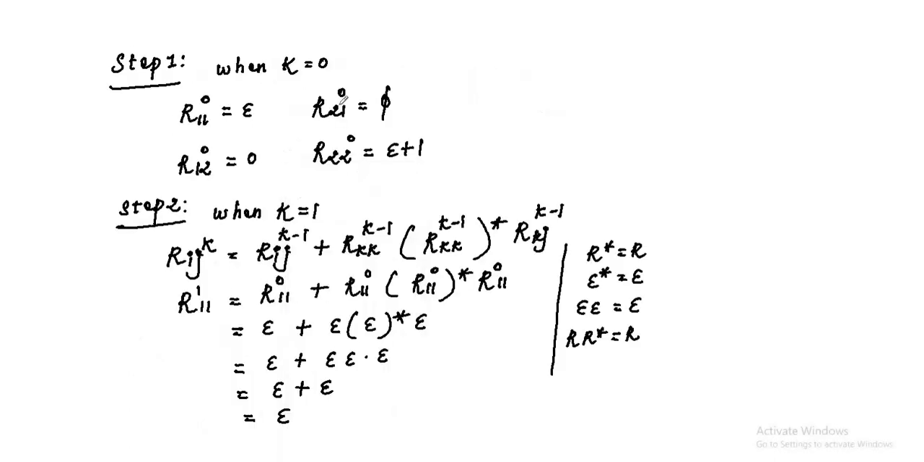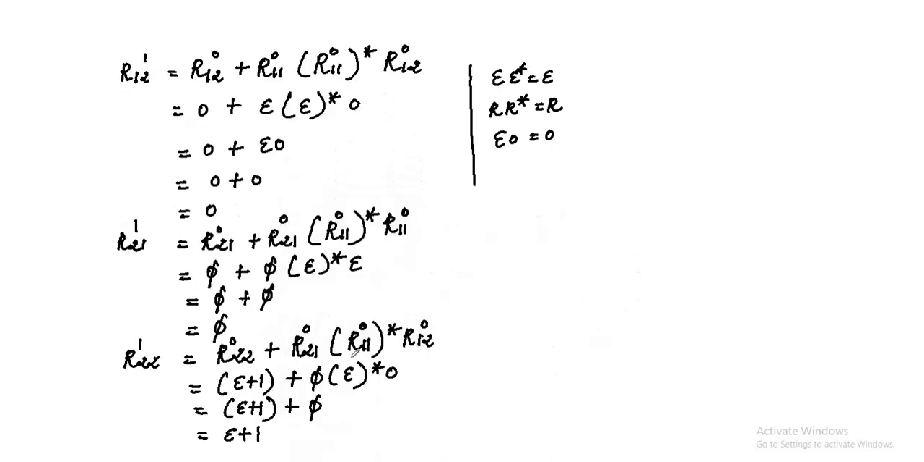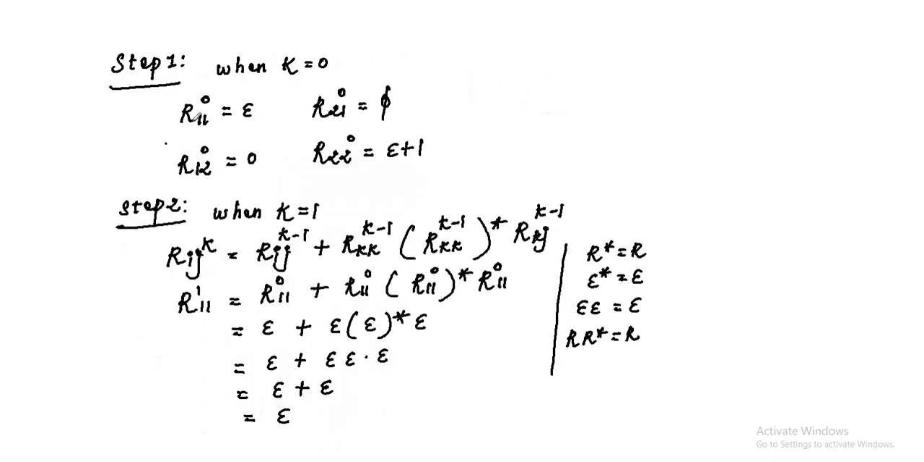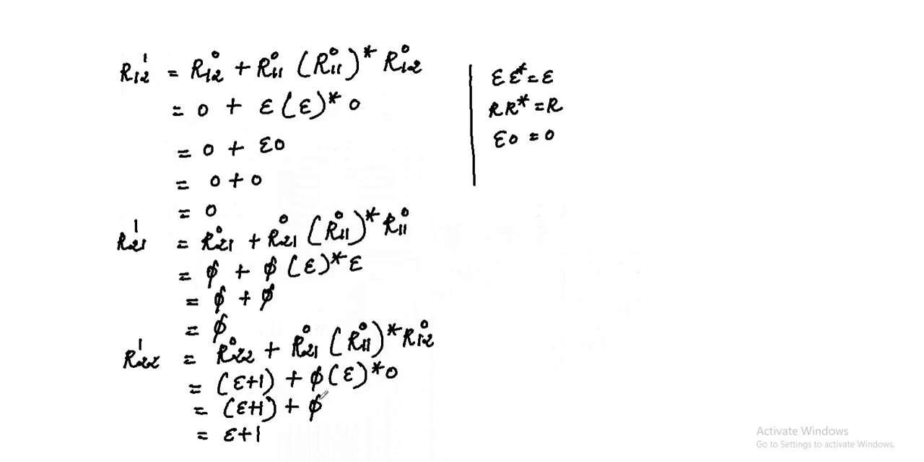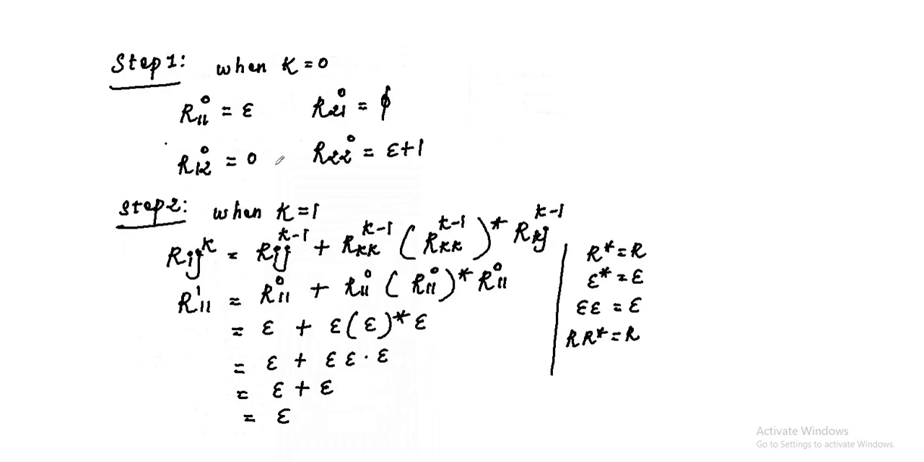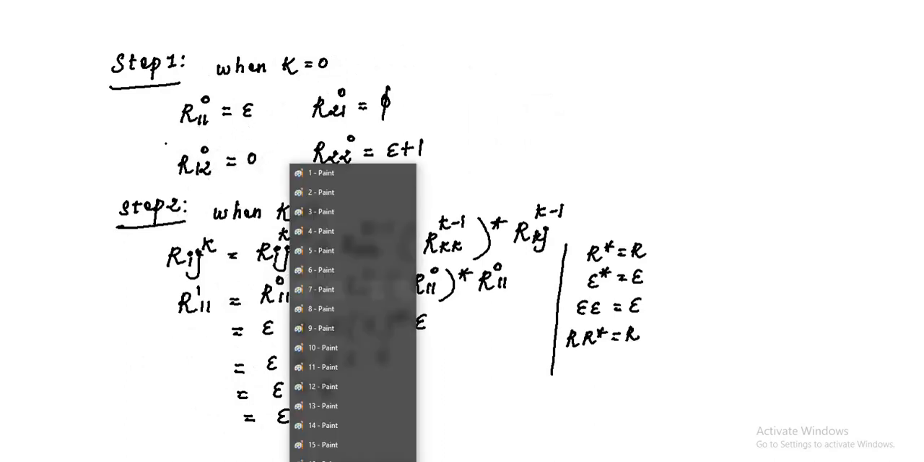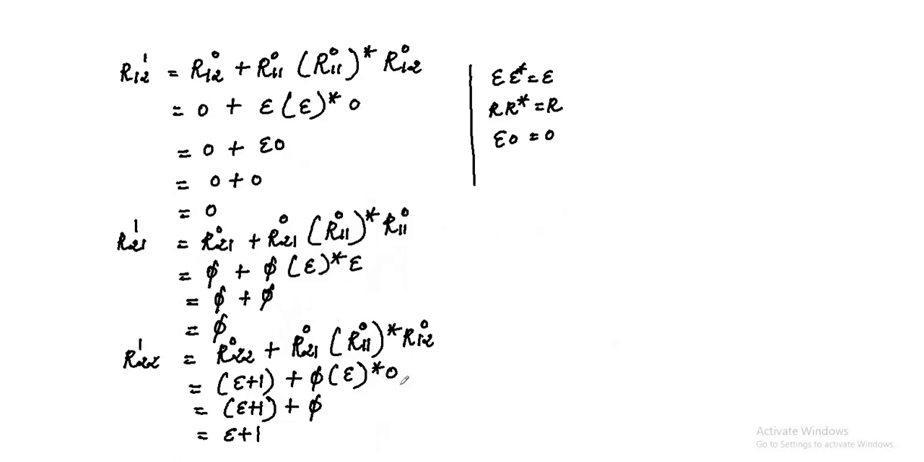Look at the first step, r_21 raised to the power 0 is null. Here you write null. R_11 raised to the power 0 is epsilon, so here you write epsilon whole star, then r_12 raised to the power 0, which is 0. Here 0. Then epsilon plus 1, and if you multiply with null, you will get null. Epsilon plus 1 plus null, you will get epsilon plus 1.